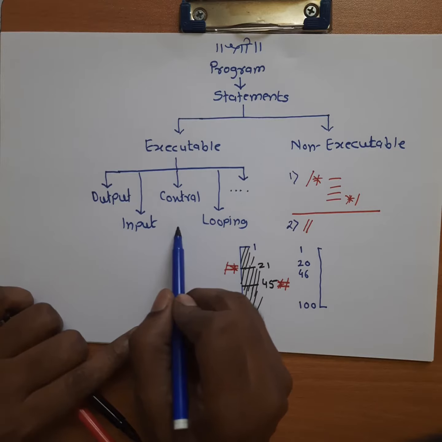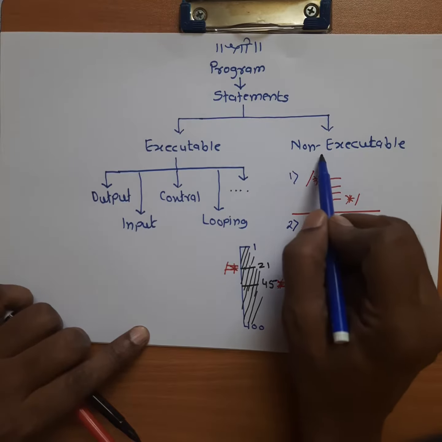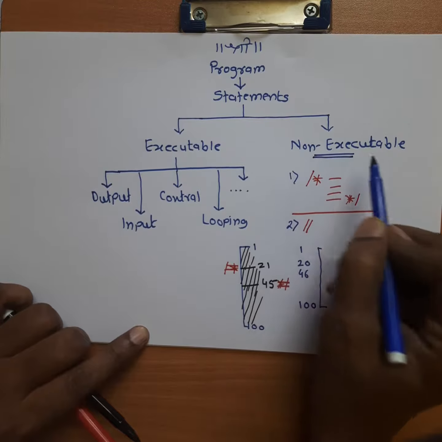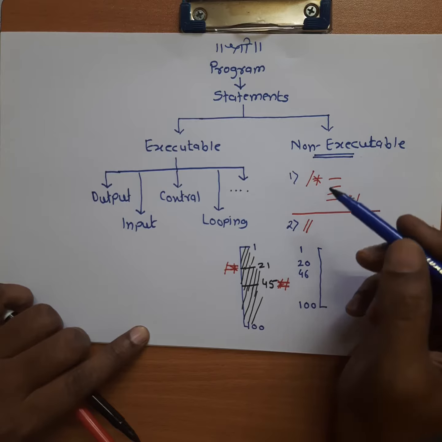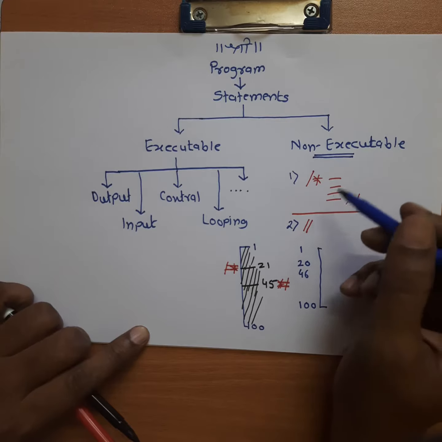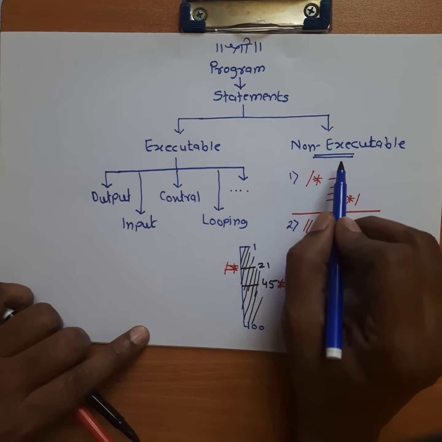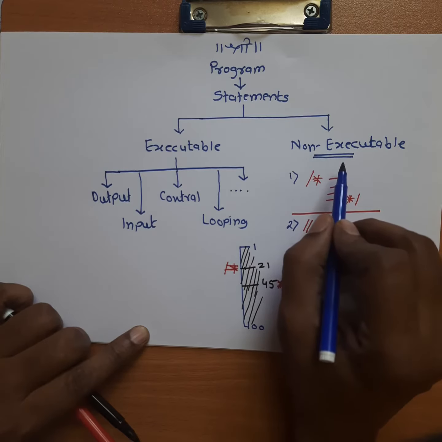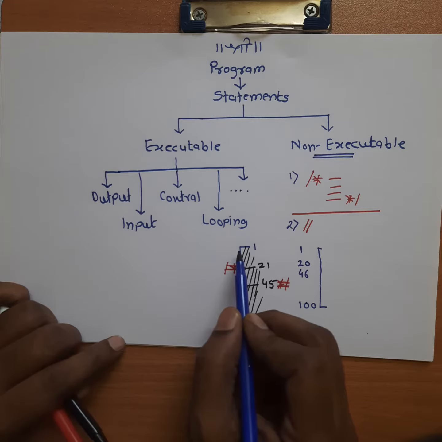But nowadays, in each and every program, we have to add non-executable statements just to indicate the use of the next few statements, maybe two statements or maybe three statements. So nowadays, we have to put non-executable statements in our program compulsorily. And executable statements have different types.